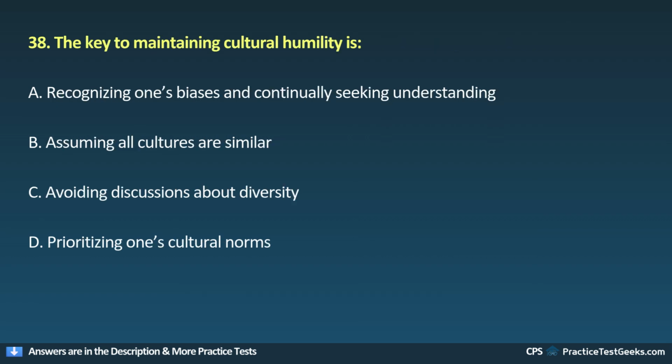38. The key to maintaining cultural humility is A. Recognizing one's biases and continually seeking understanding. B. Assuming all cultures are similar. C. Avoiding discussions about diversity. D. Prioritizing one's cultural norms.